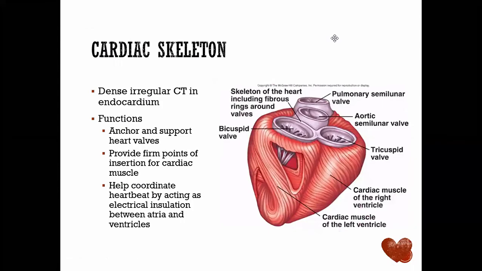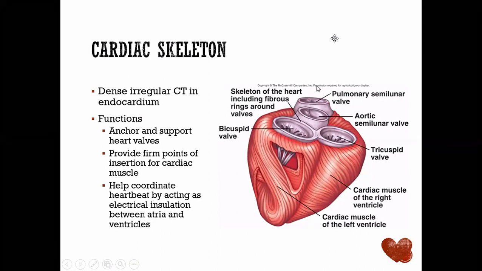Or the cardiac skeleton: dense irregular connective tissue in the endocardium. Here you will see your skeleton in between these different valves. This one here, also this one. These are the skeleton of the heart, including fibrous rings around the valves.